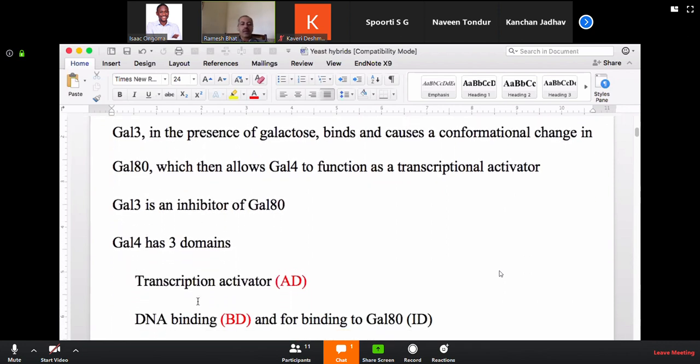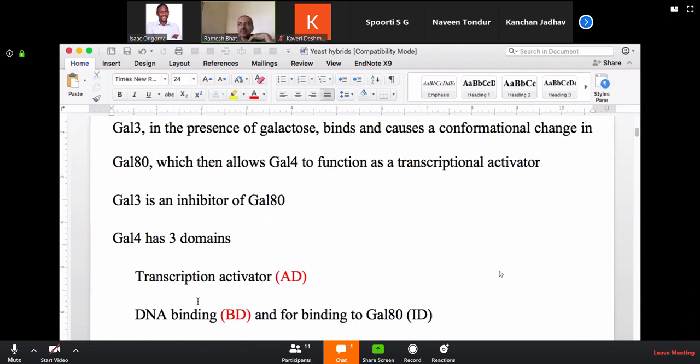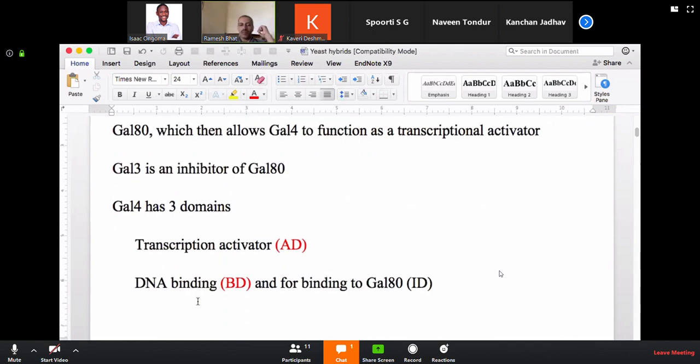And GAL4 has 3 major domains. You know domains, right? Protein domains. If you don't know, just find out the definition of a domain. A domain is an independent sequence of the protein which can fold and function, because protein folding is very important. It can fold independently, and also function independently of the rest of the sequence of the protein. So that is called a domain.